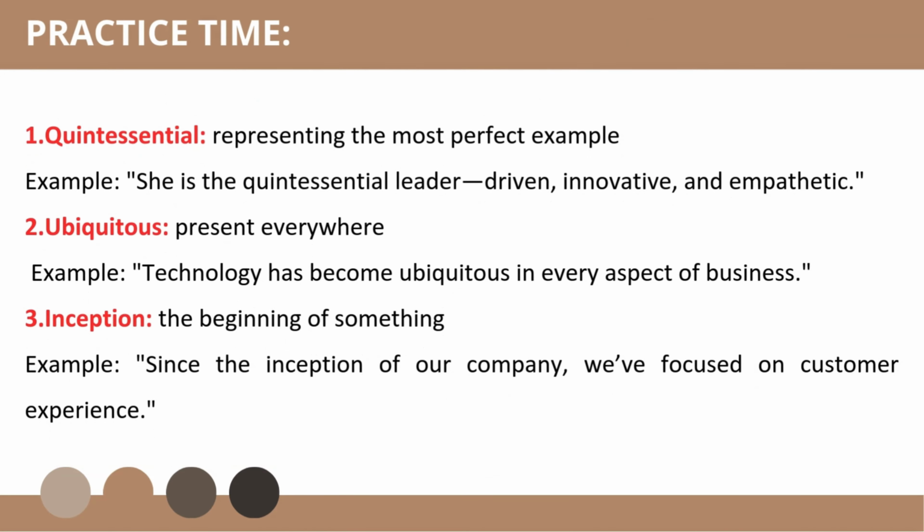Here are a few more advanced words that can make your speech or writing really stand out. The word quintessential, let me pronounce it again, quintessential, refers to the most perfect example of something. For example, she is the quintessential leader. She's driven, innovative, and empathetic, a perfect example of the perfect leader. Word number 2, ubiquitous. Let me say it again, ubiquitous. This means that something is present everywhere. For example, technology has become ubiquitous in every aspect of business.